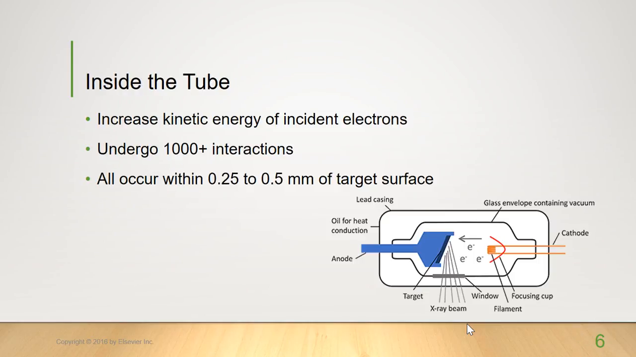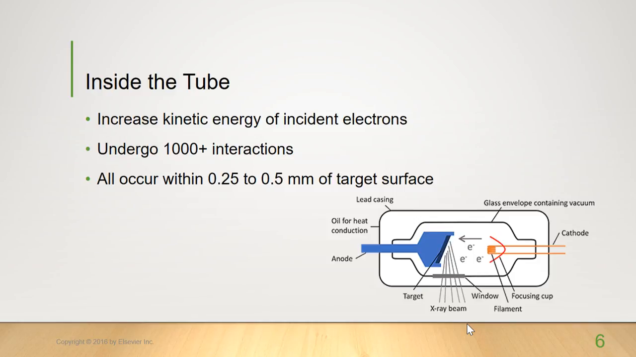So inside the tube right here, when we increase the kinetic energy of the incident electrons, we are also increasing quality and quantity, and then we increase the number of target interactions. So increasing the energy of the electrons means that we get more, and then we have more quality. Electrons undergo over 1,000 interactions to dissipate all of that excess energy. Those are the electrons coming off the tube, and then we increase the quantity, which means there's more electrons, and quality of the electrons, that's the energy. We'll talk about that in just a little bit.